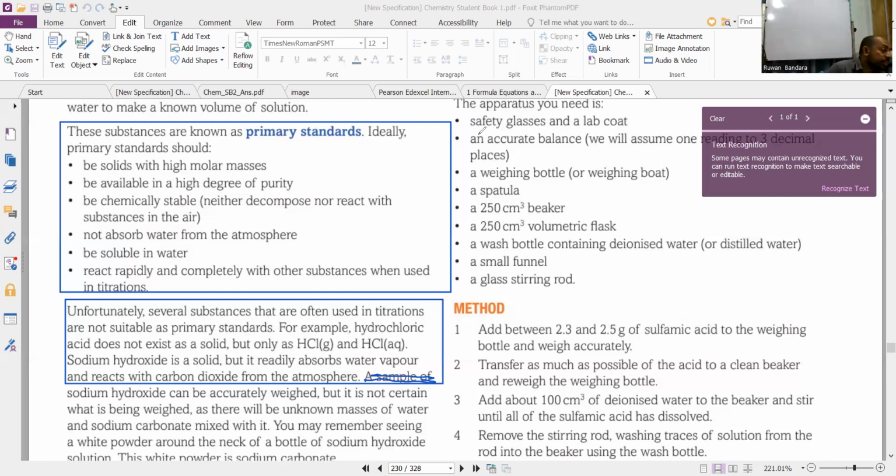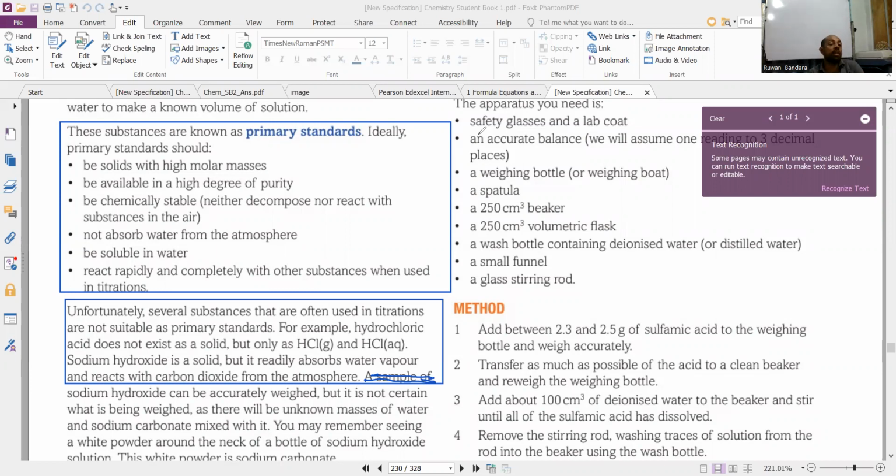That is used to make the standard solutions. Standard solutions are solutions with a known concentration. This can be made by dissolving a known mass of solute in a known volume of solvent. So the properties: solids with high molar masses, available in high degree of purity, chemically stable, not absorb water from the atmosphere, be soluble in water, react rapidly and completely with other substances when used in titration. I will explain one by one.